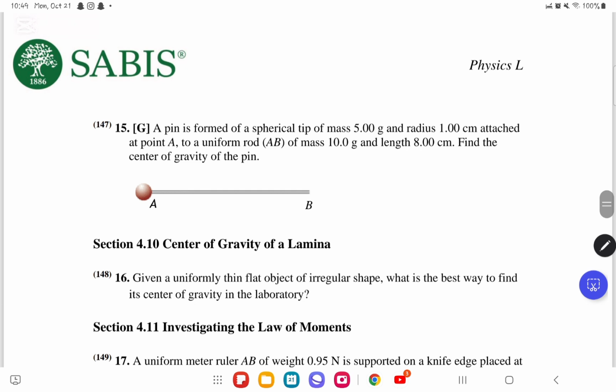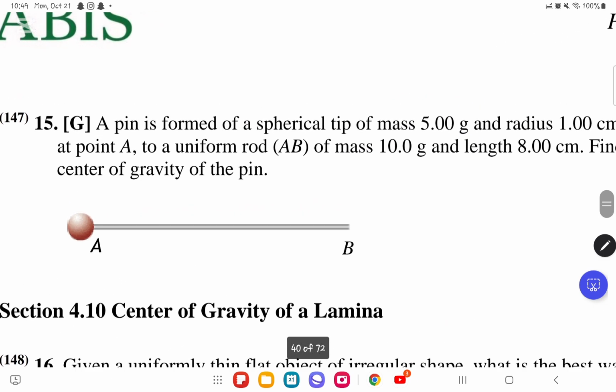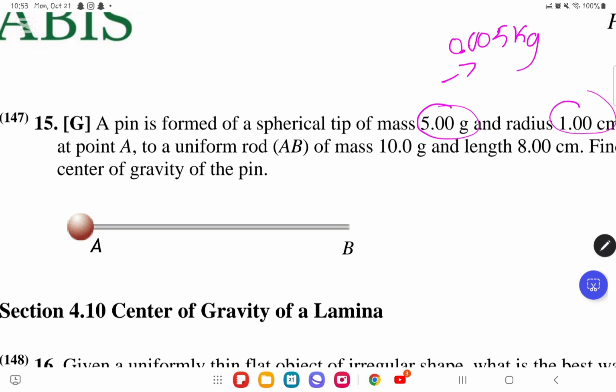This is a good question. It's really tricky, so please pay attention. A pin is formed of a spherical tip of mass 5 grams. So let me zoom in. It's very beneficial if I zoom in. Okay, so mass 5 grams. So 5 grams, change it to kilograms, it is 0.05 kg. Actually, no, I did another calculation mistake. It is 0.005 kg. And a radius of 1 centimeter.